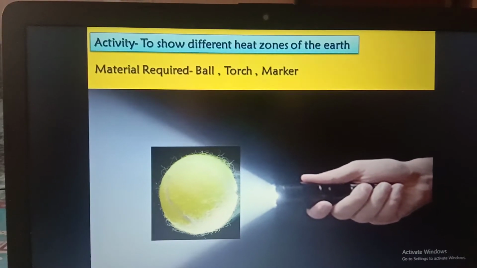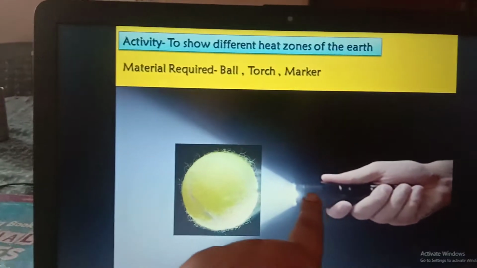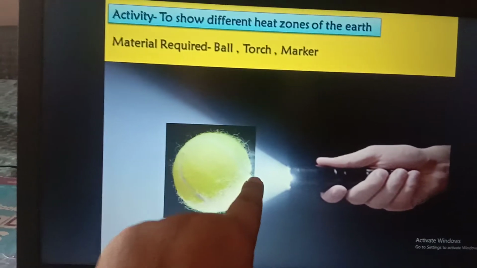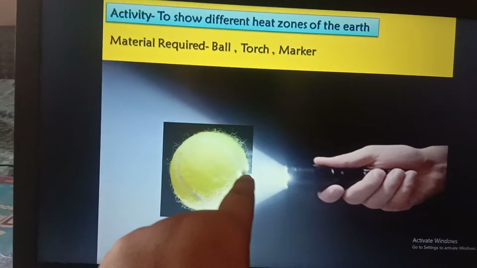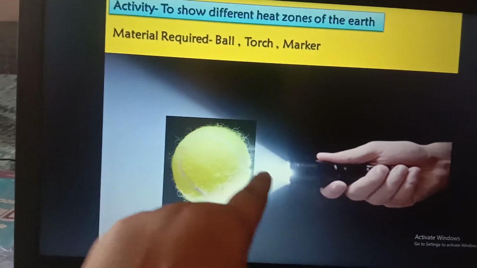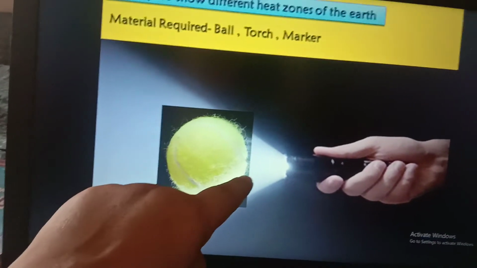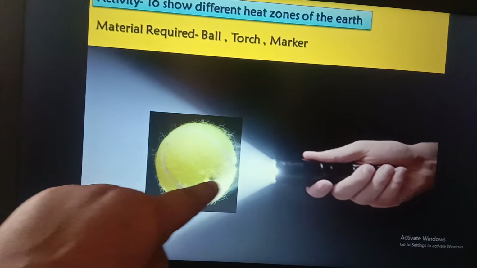Step 3. The straight light which is coming towards the ball is the equator. Here you can see the straight light coming towards the ball is the equator. Now we will mark the equator with the help of a marker. We can also mark 2 more lines here and here. These lines are Tropic of Cancer and Tropic of Capricorn.